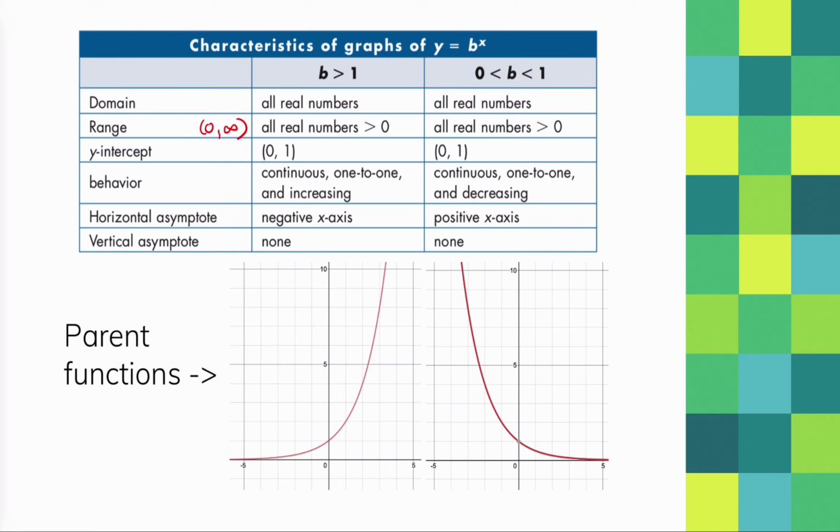Continuous, 1-to-1, it is increasing for b greater than 1 and decreasing for b between 0 and 1. Horizontal asymptote along the x-axis in the negative direction for b greater than 1 and in the positive direction for b between 0 and 1. No vertical asymptotes.